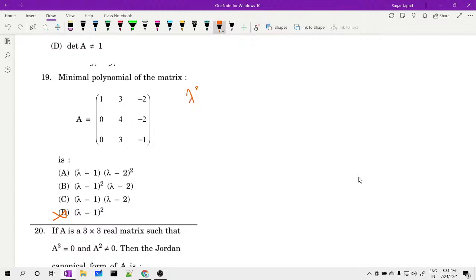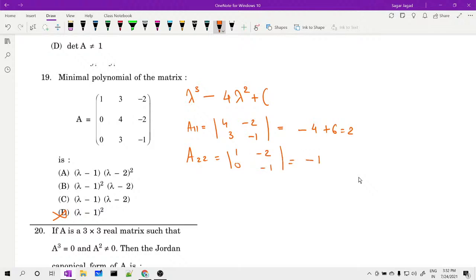The characteristic polynomial. So it is minus of the trace times lambda squared, plus a11. What is a11? That is nothing but the determinant of 4 minus 2, 3 minus 1. So this is nothing but minus 4 plus 6, that is 2. What is a22? It is the determinant of 1 minus 2, 0 minus 1. So it is minus 1. What is a33, my dear friends? It is 1 3 0 4, so it is coming out to be 4.